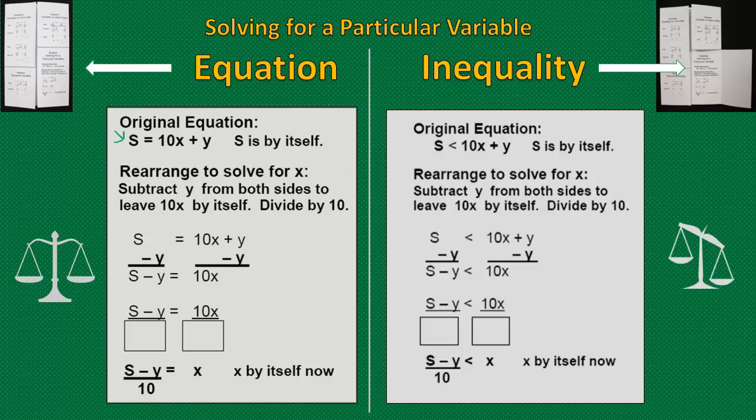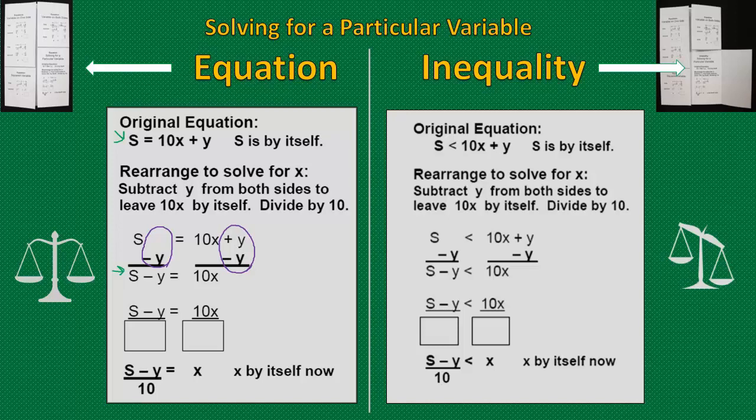Notice that s is by itself. Now rearrange to solve for x. We're going to subtract y from both sides to leave 10x by itself. We subtracted y on the right side, so we had to subtract y on the left side so that everything would still be equal and balanced. That leaves us with s minus y is equal to 10x.